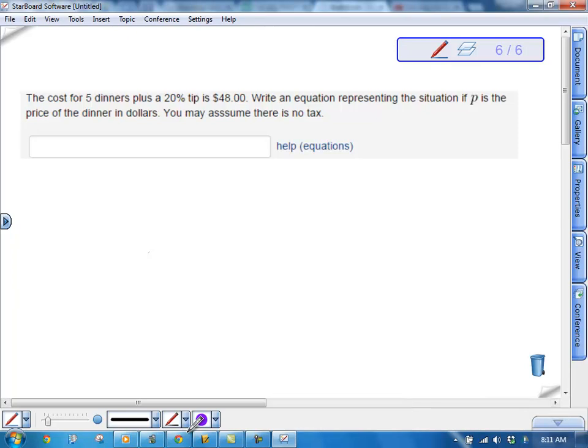All right, next problem says the cost of 5 dinners plus 20% tip is $48. Write an equation to represent the situation. So, 5 dinners. They want us to use P for the price of dinner, so there's 5 dinners plus, we want a 20% tip, so that's going to be 0.2 times the cost of the 5 dinners, which was 5P. So there's 5 dinners plus 20% of the cost of the 5 dinners equals a total of 48.